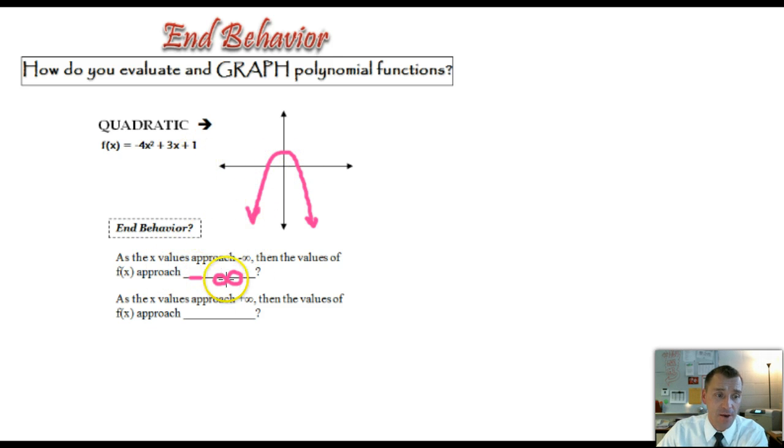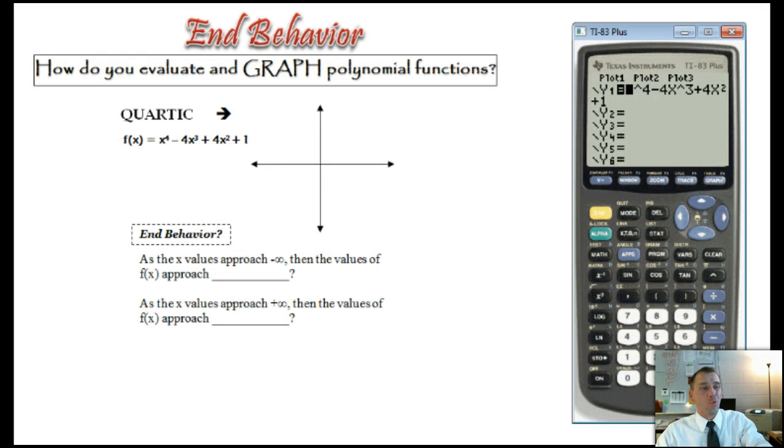And likewise, if I'm going to positive infinity over here to the right, my y values, my f of x values, are still going down. So it goes to negative infinity. So there's your quadratic. Now I come down to the quartic functions, where I have a 4th degree polynomial.